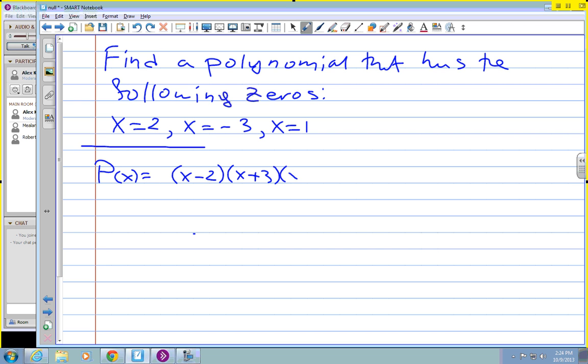And if 1 is a 0, what is a factor? x minus 1. And again, it could have any coefficient in front that wouldn't affect the fact that those are the zeros. So a could be any number. I can just say a equals 1. So one of the answers would be just that: x minus 2, x plus 3, x minus 1.